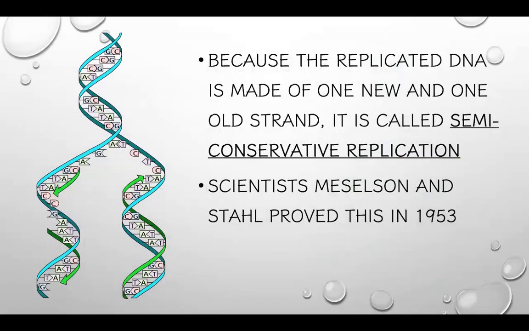This method of replication is called semi-conservative replication. And the two scientists that proved this process are Meselson and Stahl in 1953. So it was the same year that Watson and Crick came out with their double helix model. That's how fast it happened. So what does semi-conservative mean? Well, semi means half.